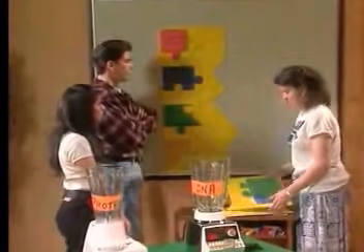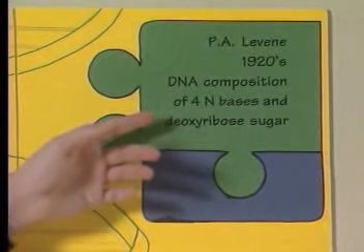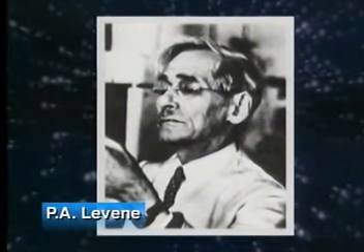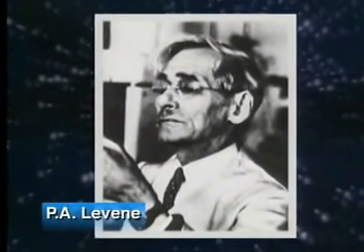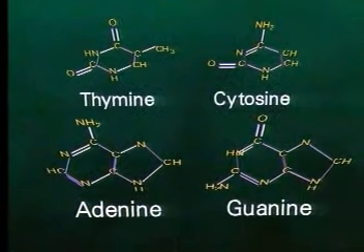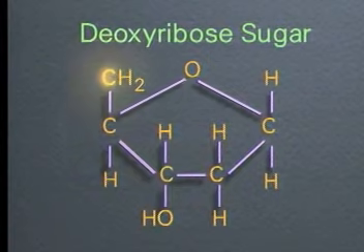Piece number 5. Back to the 1920s and the experiments of Pierre Levine. Pierre Levine, did he work with mice as well? Actually, Pierre Levine was a renowned biochemist, and he showed that DNA could be broken down into 4 nitrogen bases: adenine, guanine, thymine, and cytosine, a 5-carbon sugar, and a phosphate group.